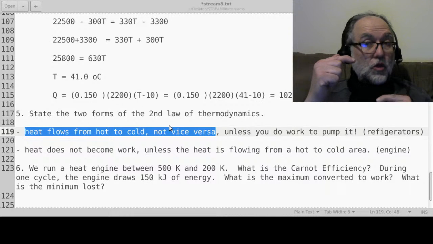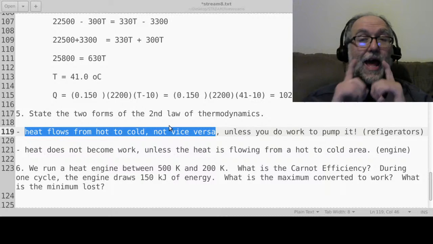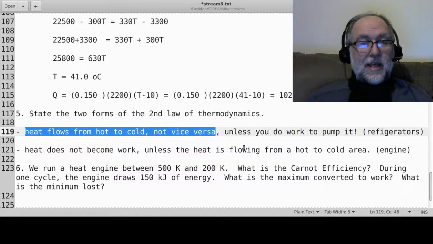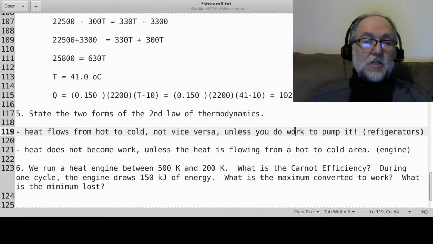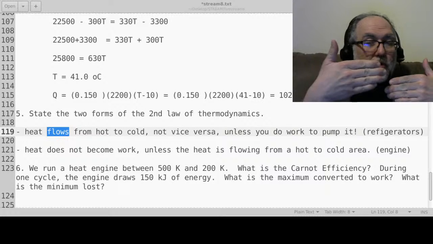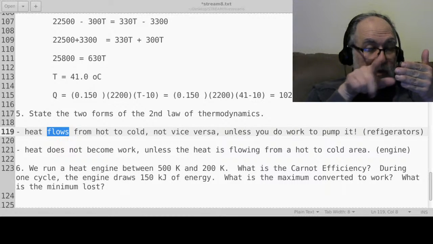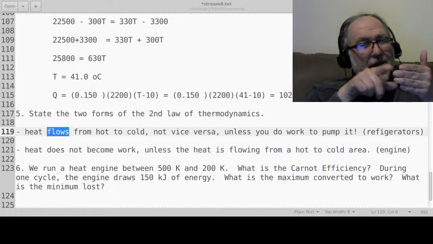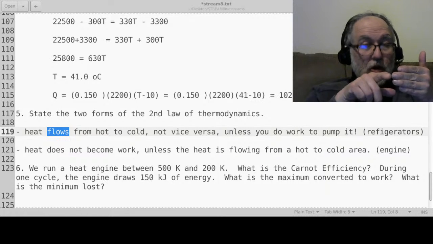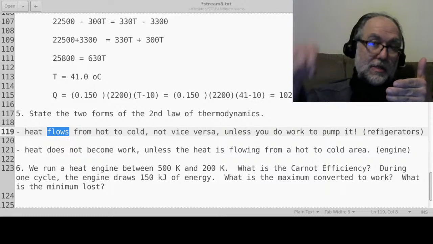It's the other way around, like the previous example. The hotter thing will become colder and the colder thing will become hotter until they reach the same temperature. Unless there's something that does work to push the heat from the cold to the hot. Okay, so if you just put a hot and a cold thing together, the hot thing will become cooler and the cooler thing will become hotter, unless you've got a compressor. You're doing some work, and then you can force the heat to go from the cold to the hot.